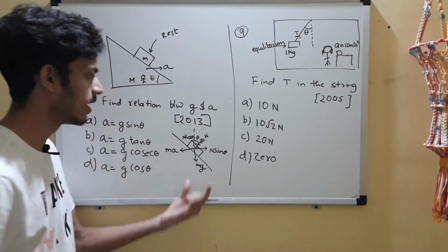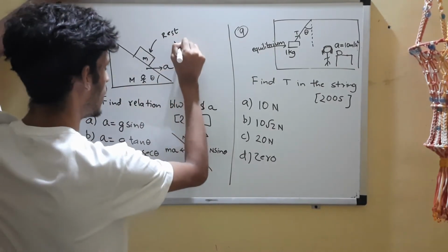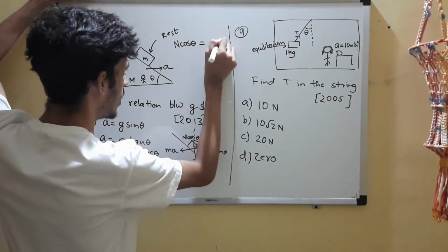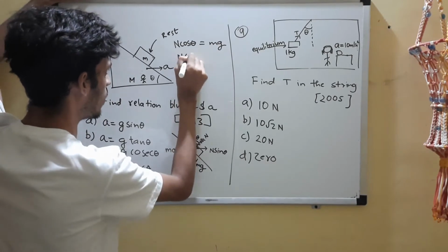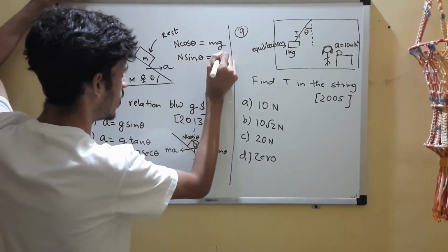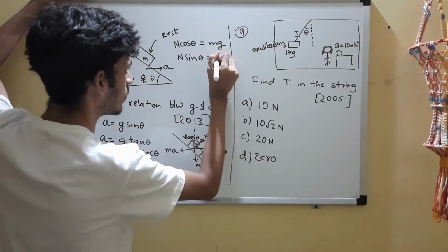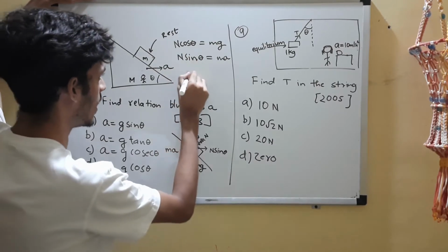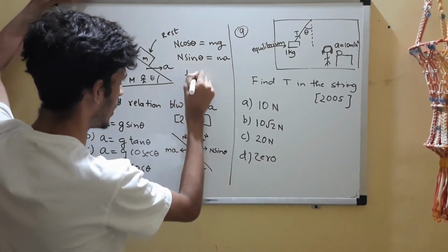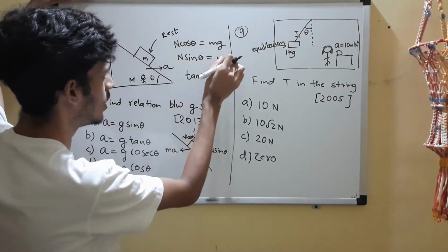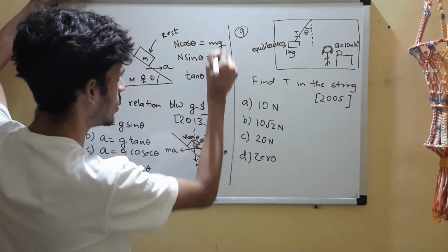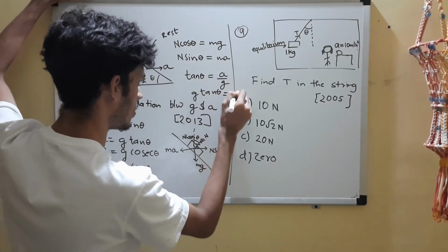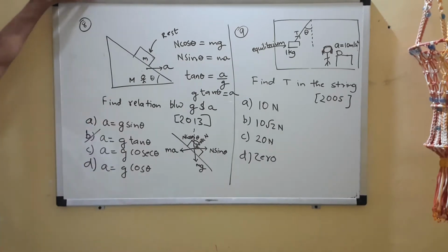Now you can see that since it is in equilibrium, N cos theta will be equal to mg, and N sin theta equals ma. Okay, so you can just divide that. So what I'll do is sin theta by cos theta, I'll get tan theta. Tan theta will be a by g, right? So g tan theta equals a. Is that an option? Yes. So option B is the correct choice.